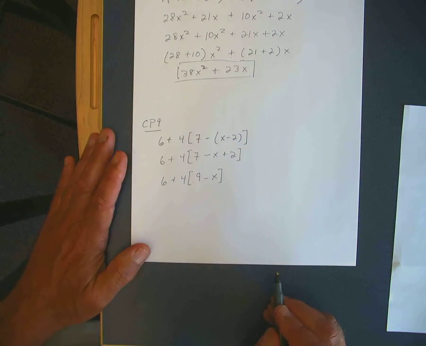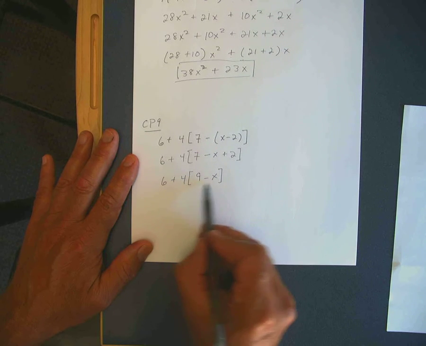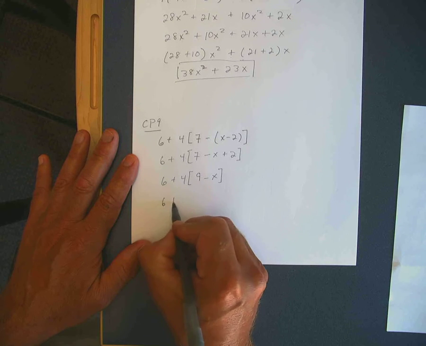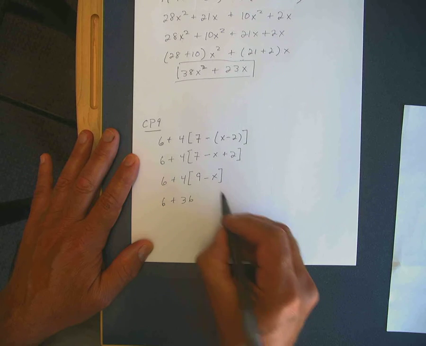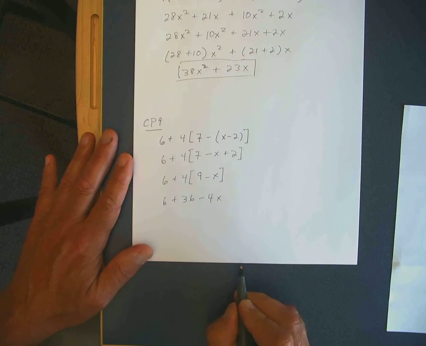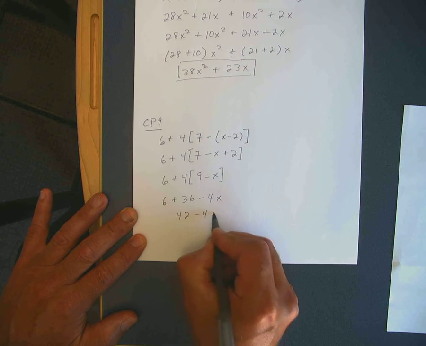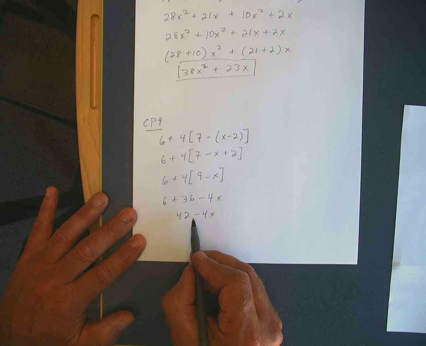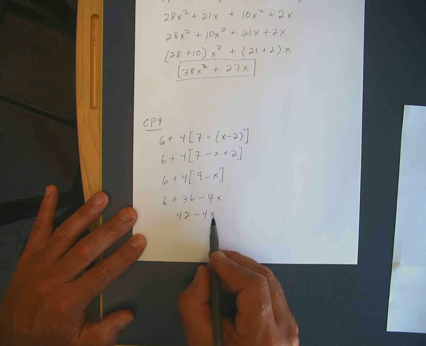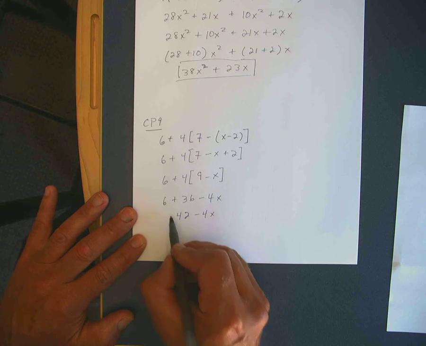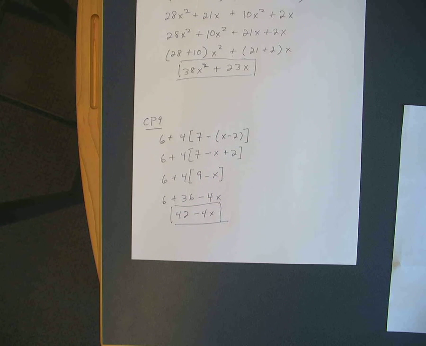All right, now we have a 4 outside that's multiplied by what's inside here. We can use the distributive property to multiply that out. 4 times 9 is 36. 4 times the opposite x will get minus 4x. Here we can put these two numbers together as 42 minus 4x. These are not like terms. We can't take 42 and subtract 4. They're totally separate terms. And so this is as far as we can go. And that expression simplifies to 42 minus 4x.